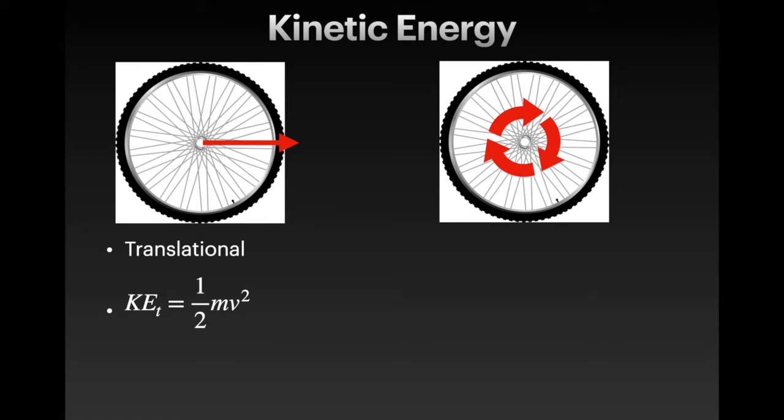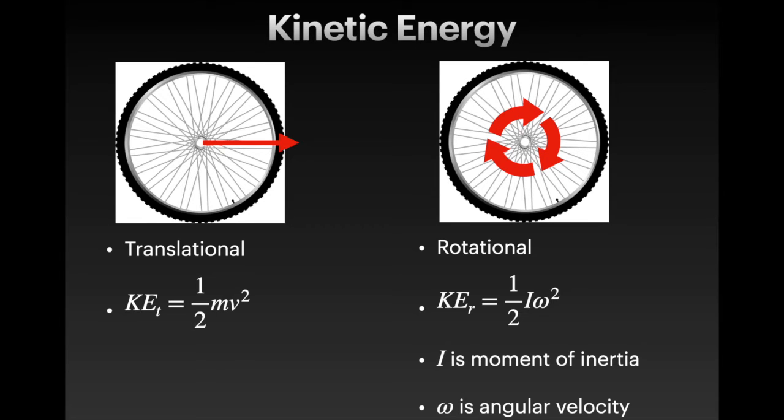So if we just look at the rotational motion of the wheel, not considering it rolling, but just rotating around a fixed axis, we can figure out what the equation for the rotational kinetic energy should be just by comparing to the translational one, right? So we still have the 1/2.